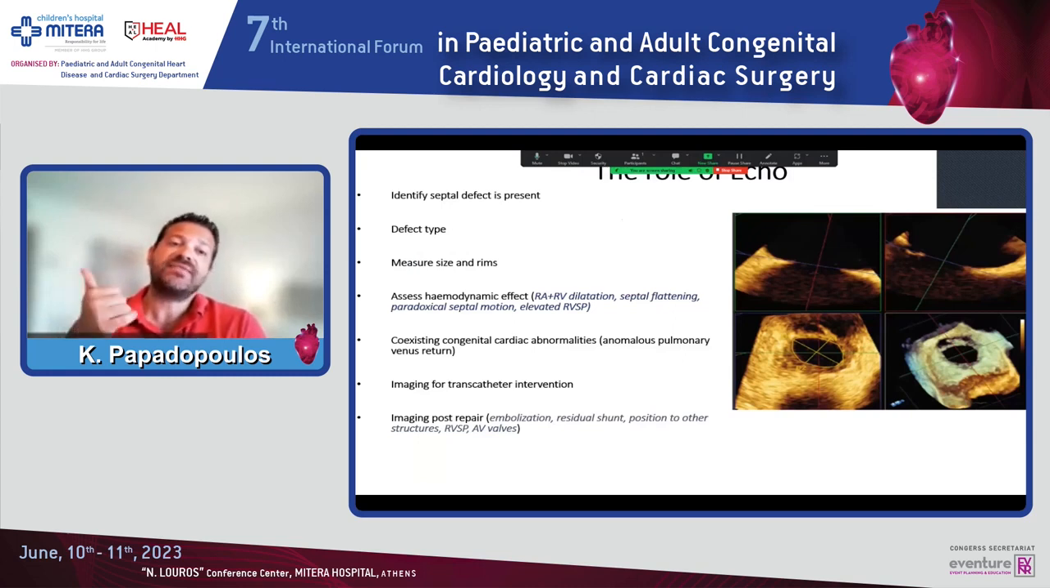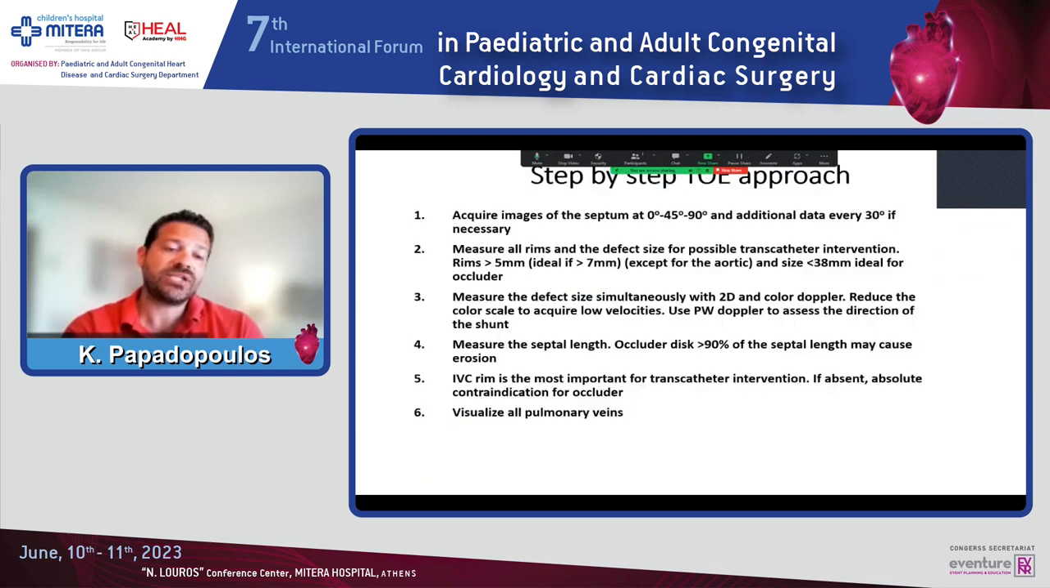We should identify if the defect is present, what is the type of the defect. We have to measure the rims and the size of the defect. We have to see about coexisting congenital abnormalities, imaging for transcatheter intervention, the hemodynamic effect of this ASD, and of course, evaluation after the repair. We have a protocol from 0 degrees to 90 degrees in 45-degree steps, of course.